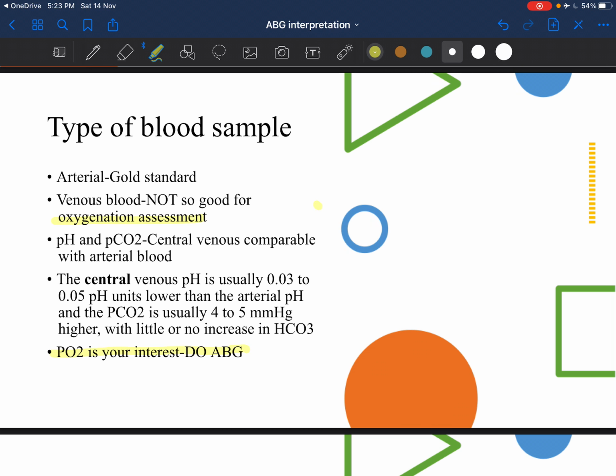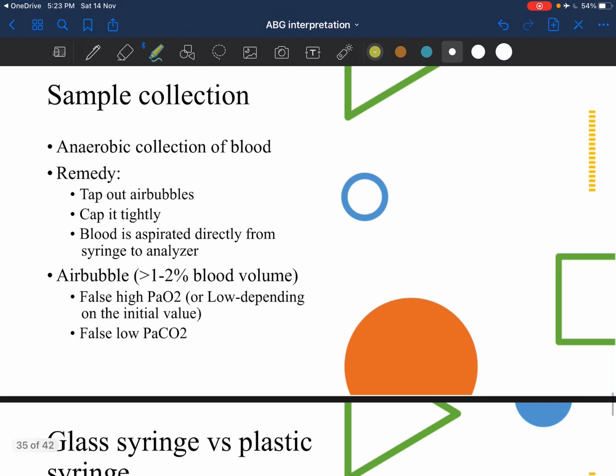For your pH and PCO2, a central venous sample is still comparable with arterial blood, and it is well established by research and clinical experience. Central venous pH difference is very negligible, 0.03 to 0.05, and PCO2 is 4 to 5 millimeter of mercury higher. So with this in the background, you can definitely interpret your pH and PCO2 in a venous sample, but never a PO2 in a venous sample.